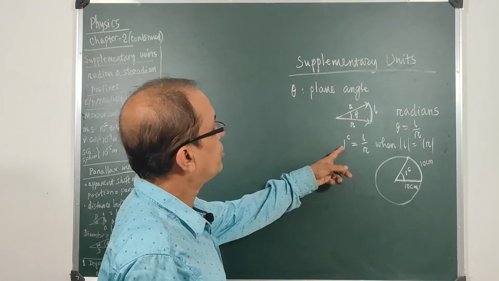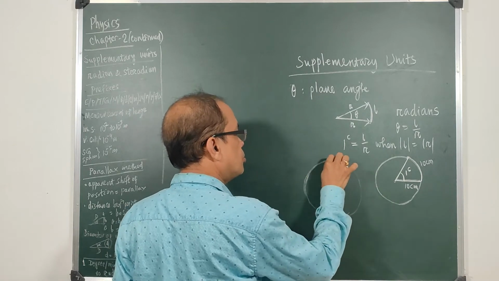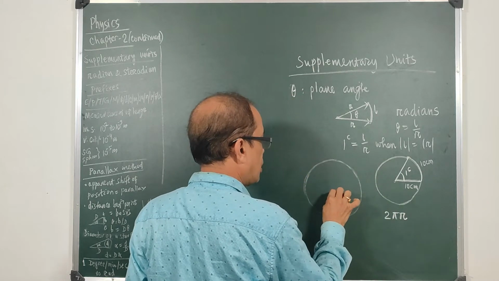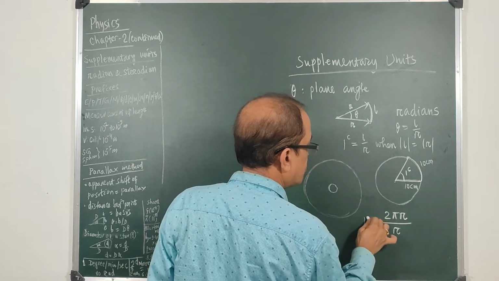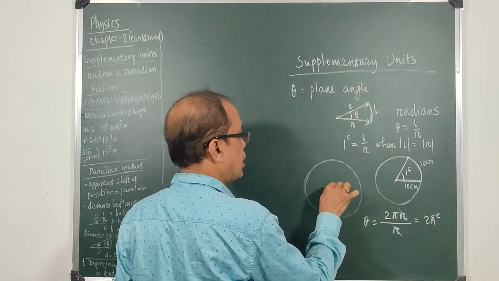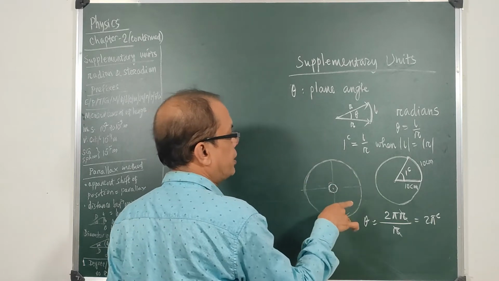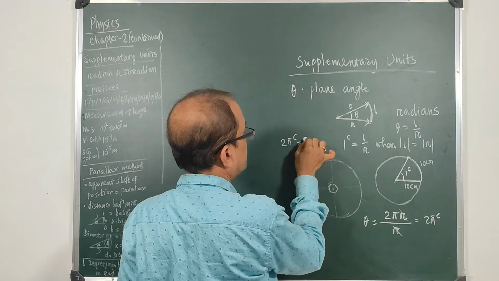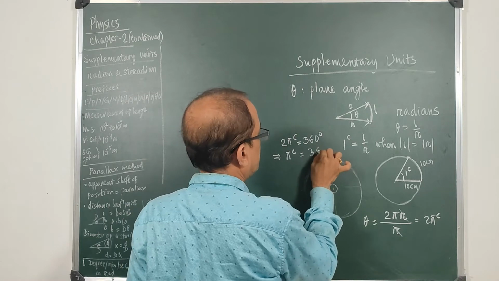And how to measure this value? If we take the whole circumference, which is 2 pi r, then what is the total angle? This angle should be L upon R, that means 2 pi r upon r. We get 2 pi radians. So the angle around a point on a plane will be 2 pi radians. How much is 2 pi radians in degrees? It is 360 degrees.